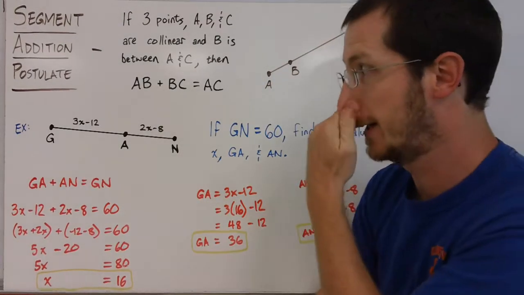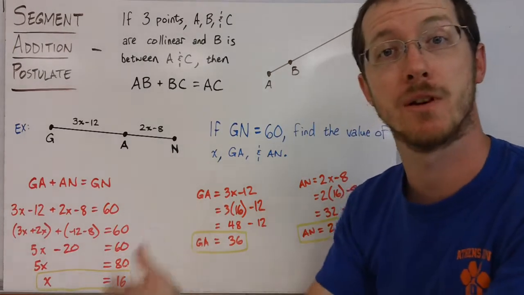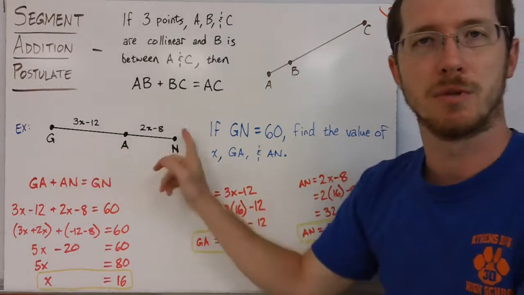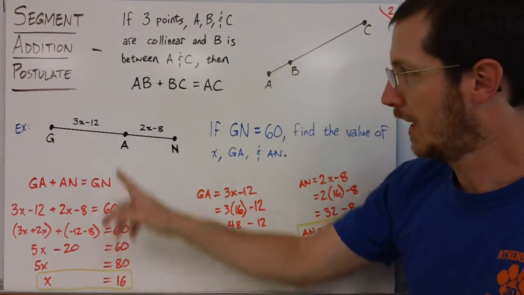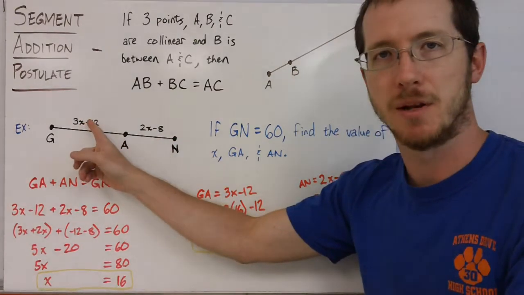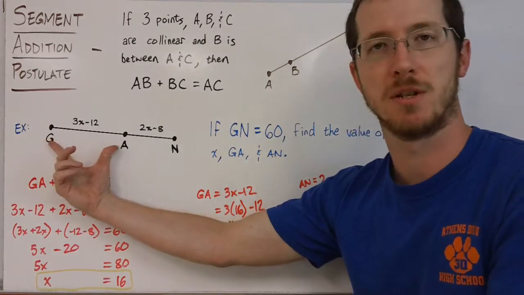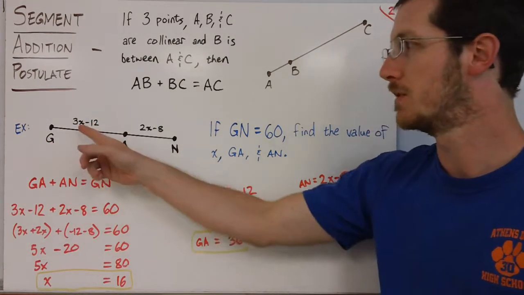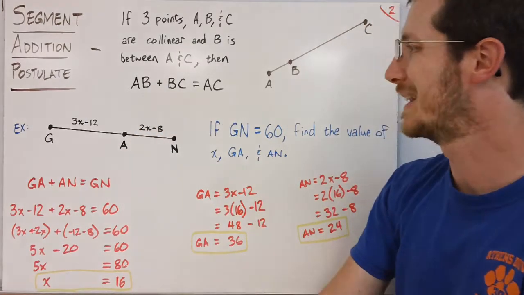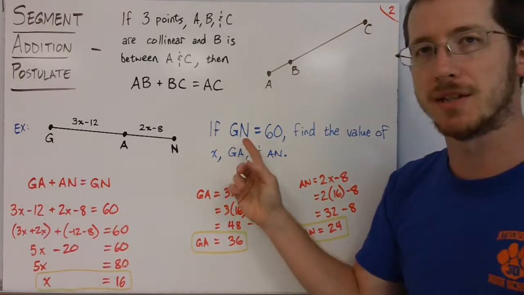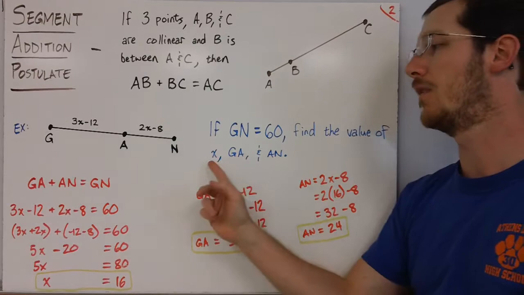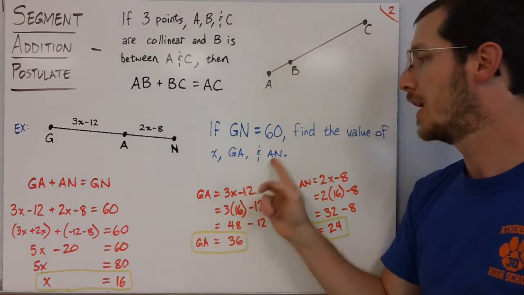All right, let's look at an example with some numbers, maybe some variables. Okay, we've got segment GN. Point A is somewhere between G and N. And notice we've got some lengths now. So this length, 3x minus 12, is centered over segment GA. So that's the measurement of GA in terms of x. And segment AN has a measurement of 2x minus 8. So the problem says, if GN equals 60, find the value of x, GA, and AN.